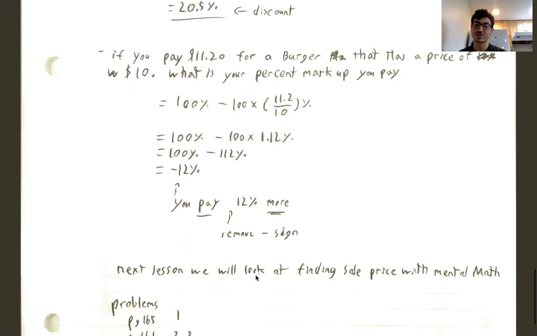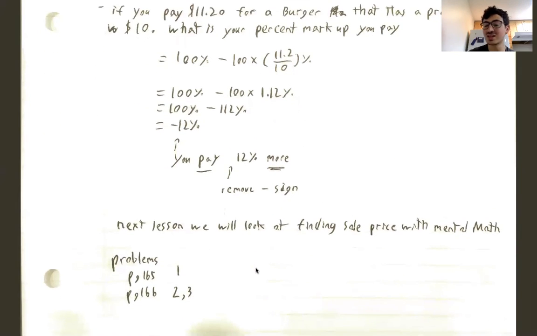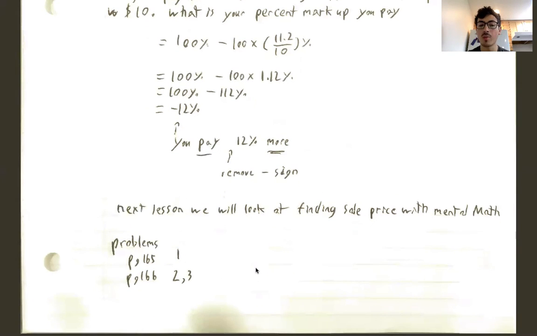So that's it for today. Next lesson we'll look at the same idea, just more of the mental math side of it. There are 3 problems for you to do. Problem 1 and problem 3 have multiple parts, so I just did 3. Problem 1 is on page 165, and there are about 4 parts, and then problem 2 and problem 3 are on page 166. So that will be in problem set number 14.